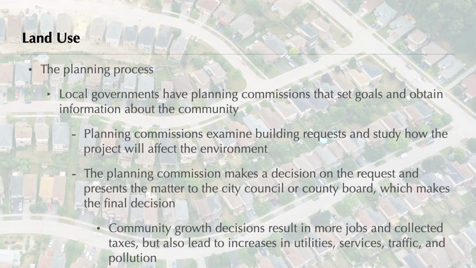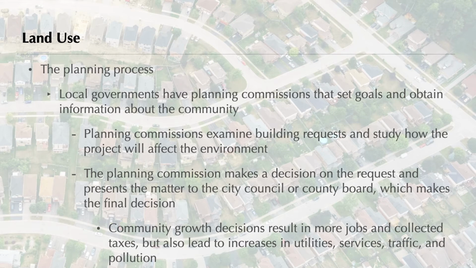Planning is made up of many steps. A local government appoints a planning commission to set goals and get information about the community, such as its growth rate and types of businesses. Most commissions are made up of interested citizens, such as builders, environmentalists, and business leaders. Commission members work with a staff that looks at requests from builders and reads reports about what building will do to the environment. The staff tells the commission what they think should be done about each request.